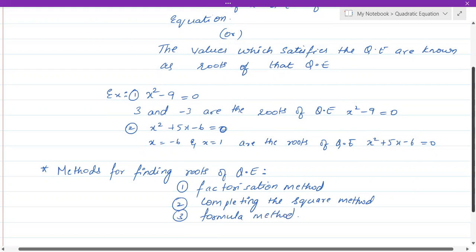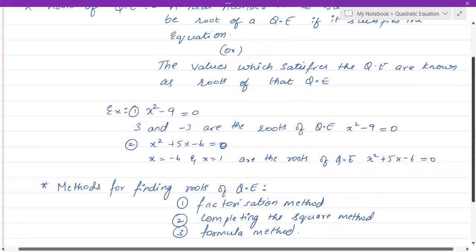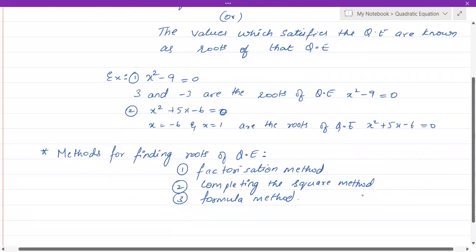You can also solve it by graphical method, but it is not in the syllabus, so let's not worry. Okay. For state board students, the formula method is a very, very important question. You can expect one question for sure in the final exam. Okay. So let's find the roots of the quadratic equation using factorization method.